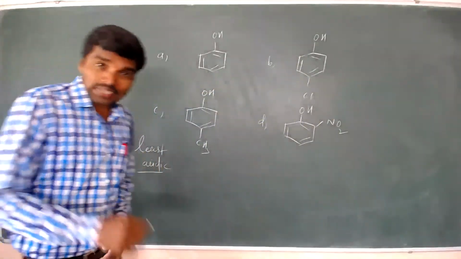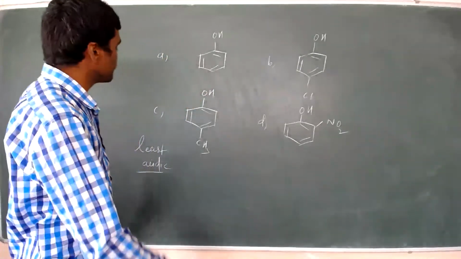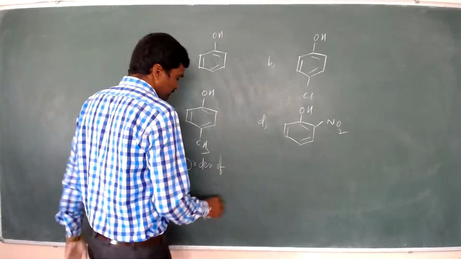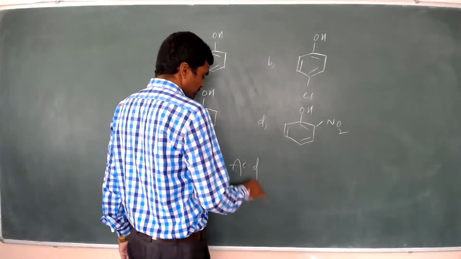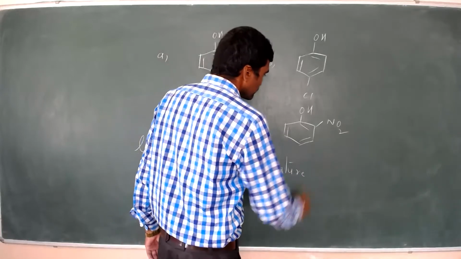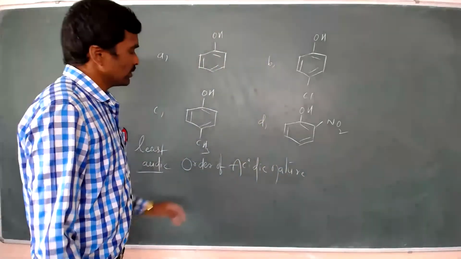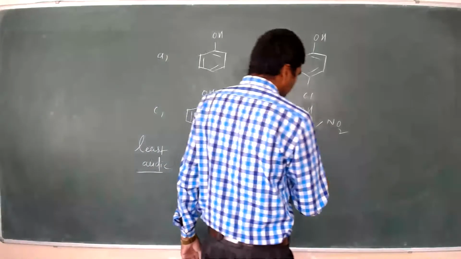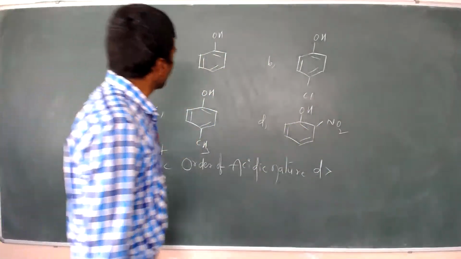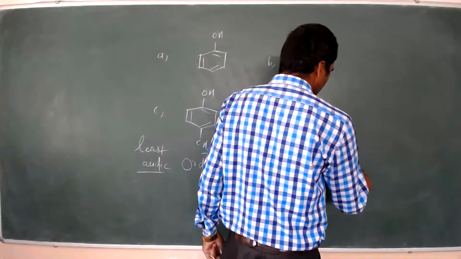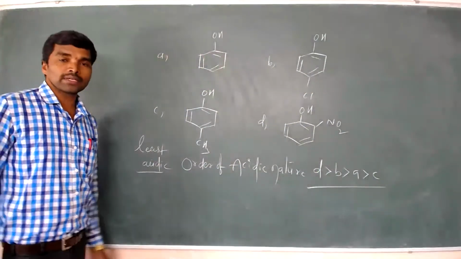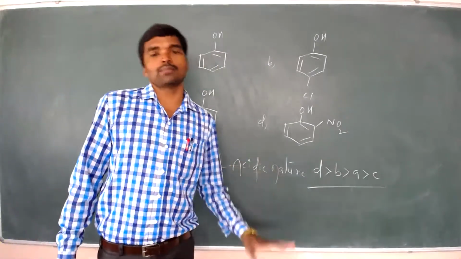If you want to write the order of acidic nature, the strongest acid is D, then B, then A, then C. So this is the order of acidic nature of the given compounds.